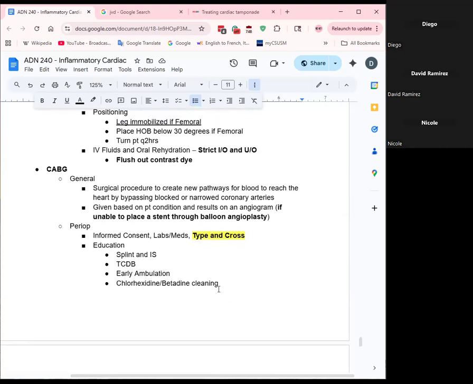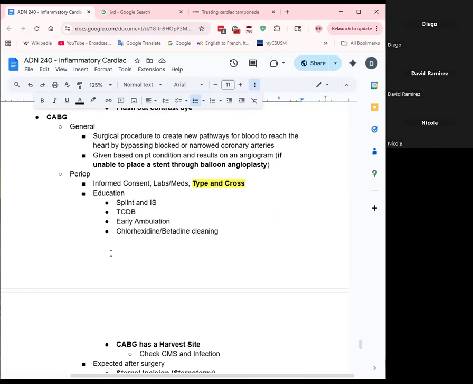A CABG is essentially an additional pathway using another vessel, a vessel from a different place, to add. Basically, you're adding a new blood vessel for blood to flow through to your heart, to make up for parts of the heart that are completely or mostly occluded, in order to improve your cardiac output. To make an analogy, your CABG is like building an extra lane on a freeway. If you have really congested traffic, you add another lane, and stuff is going to start flowing better.